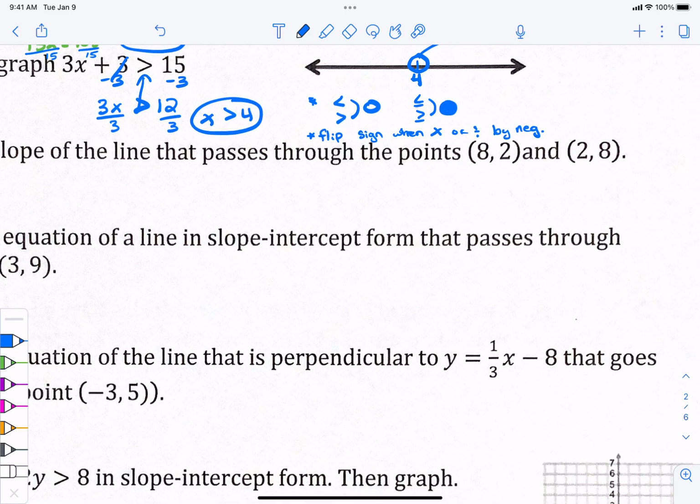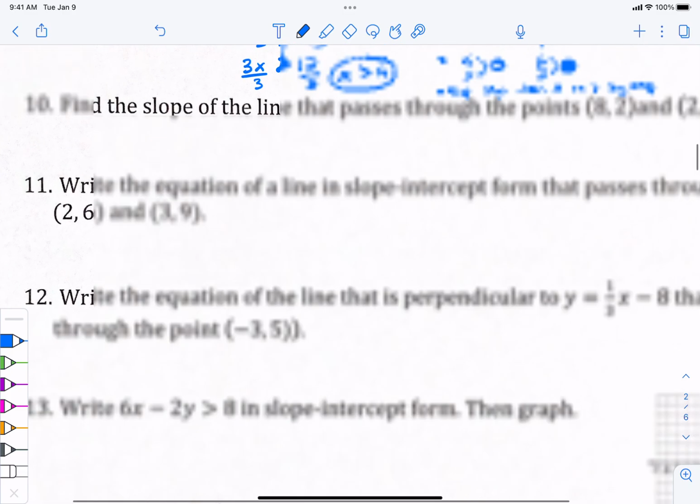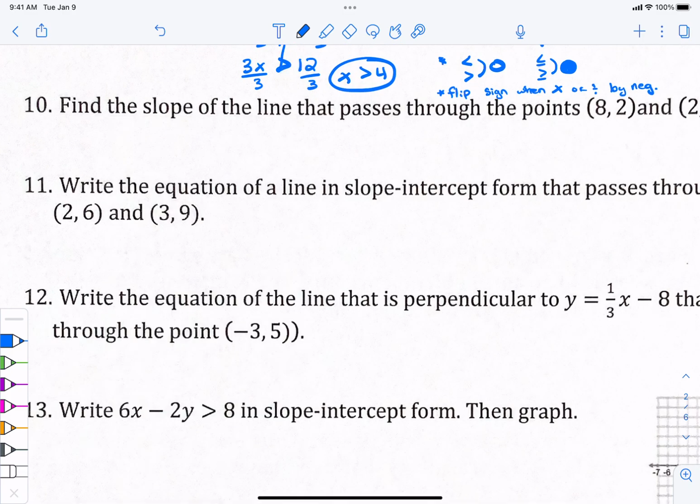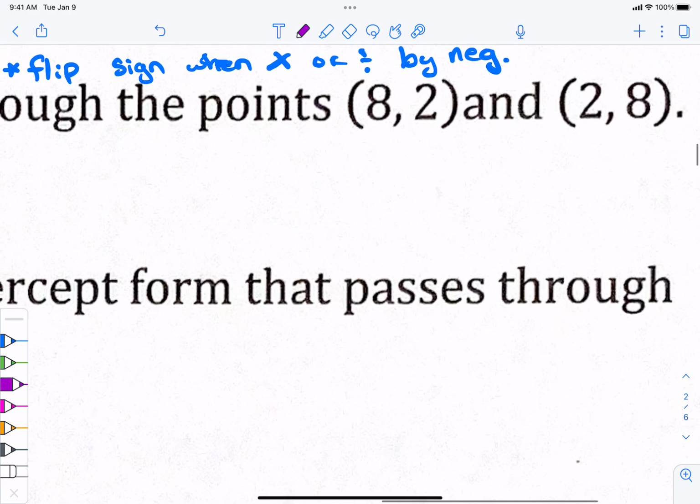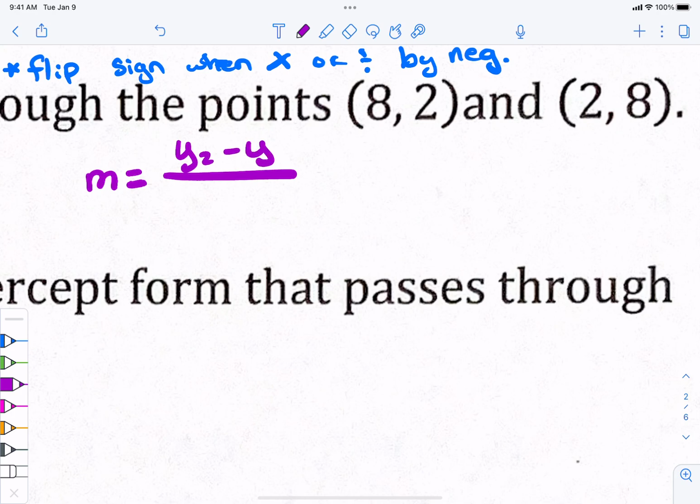Okay, good. Moving on. Number 10, find the slope of the line that passes through (8, 2) and (2, 8). How do you find slope? What symbol do we use for slope, by the way? M. Okay, how do you find M? There's a formula. You take the y's and subtract them. So it's y2 minus y1 over x2 minus x1. You remember doing that?